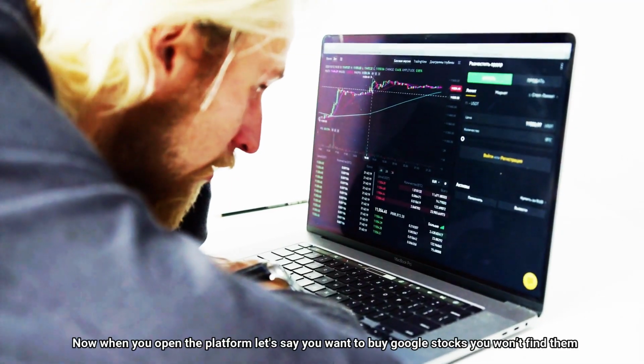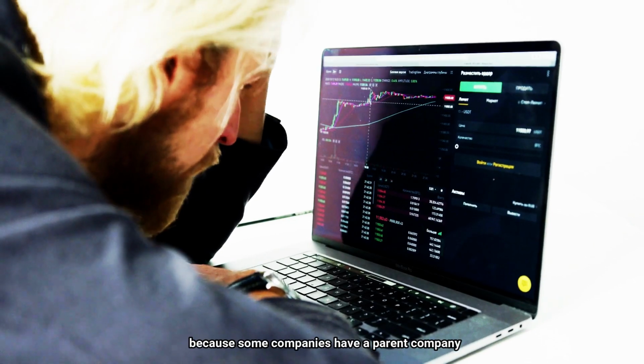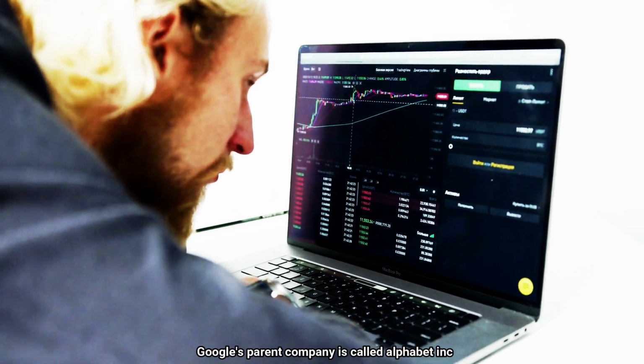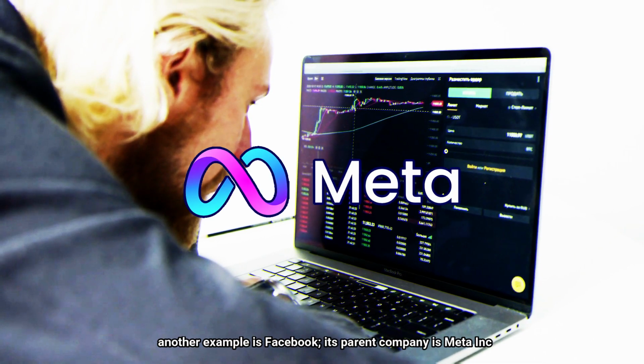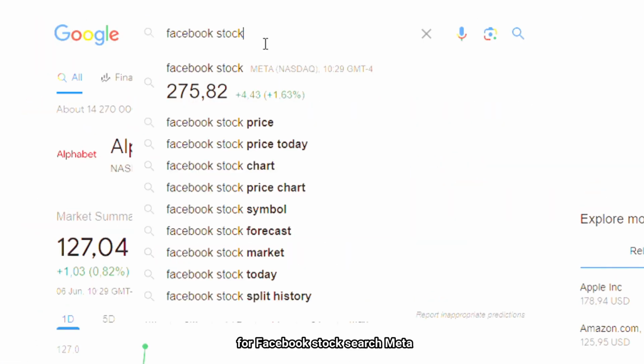Now, when you open the platform, let's say you want to buy Google stocks, you won't find them, because some companies have a parent company, meaning Google is under that company. Google's parent company is called Alphabet Inc. Another example is Facebook. Its parent company is Meta Inc. So this means that if you want to trade Google stock, search Alphabet Inc. For Facebook stock, search Meta.